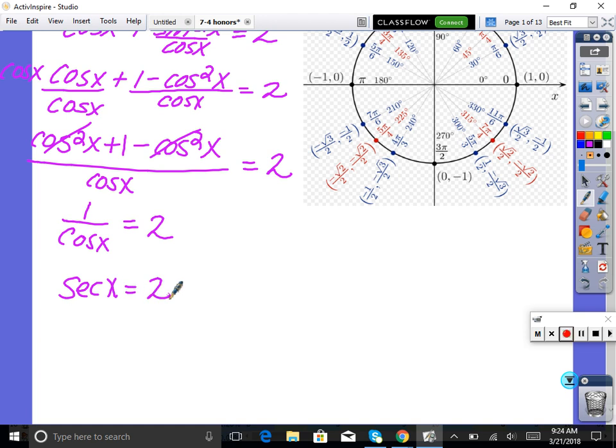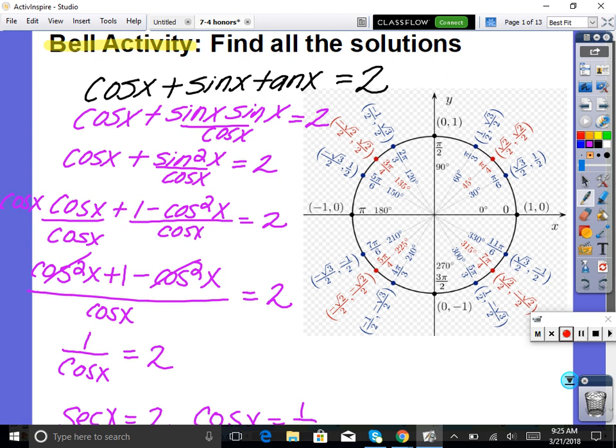Well, I like to solve with cosine, so I'm going to reciprocate the other side, and I'm going to look for when does cosine of x equal 1 half. Won't that work? Secant's a reciprocal of cosine. Well, that's easier. You're going to get the same answer if you solve for secant. So now we find that when does cosine equal 1 half? So the first place happens at pi thirds, and at 5 pi thirds.